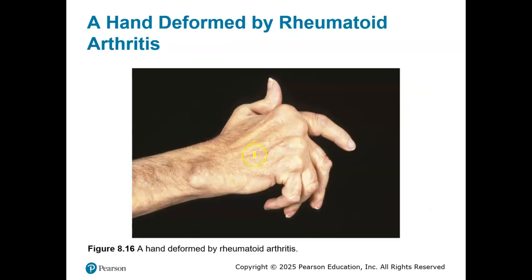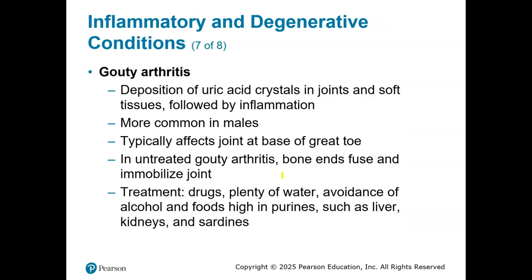And this is what I meant. Rheumatoid arthritis is the one where if someone has it, you know it because their joints are swollen and they're deformed. It deforms their hands, their arms, knees, ankles.